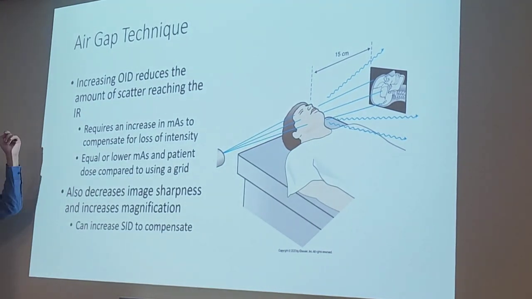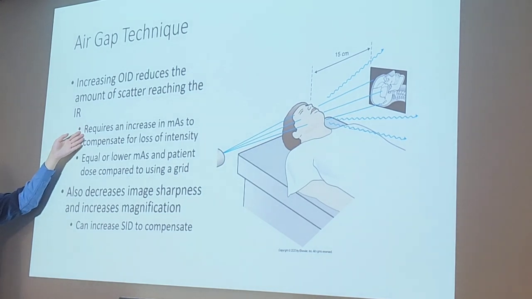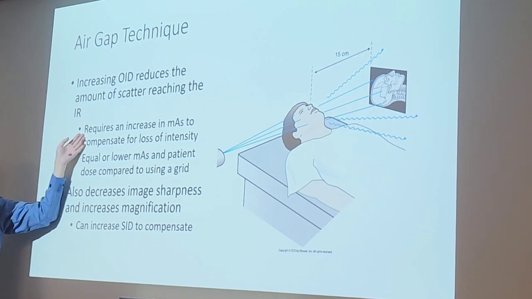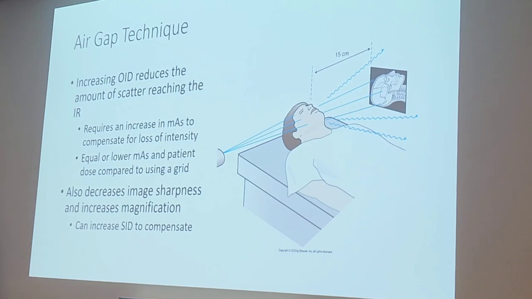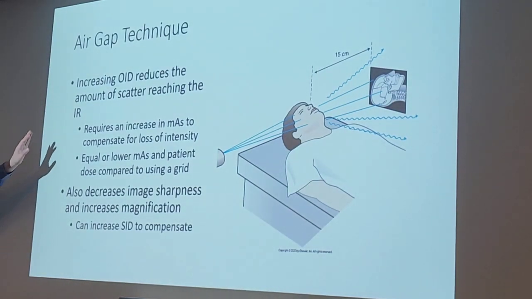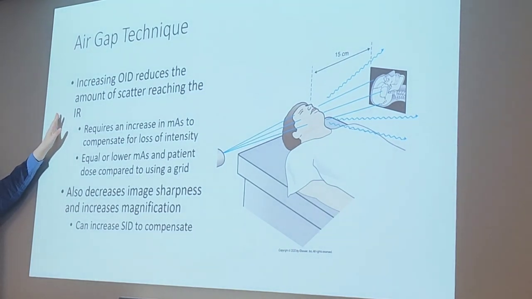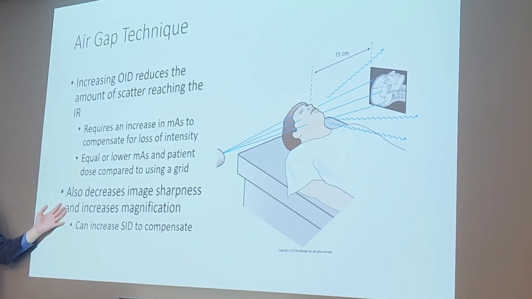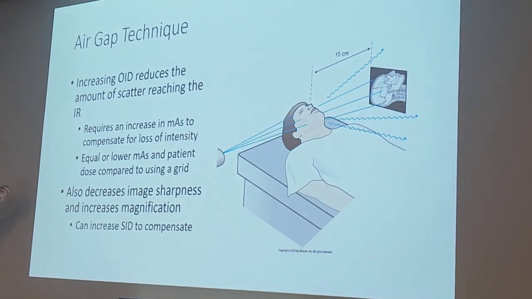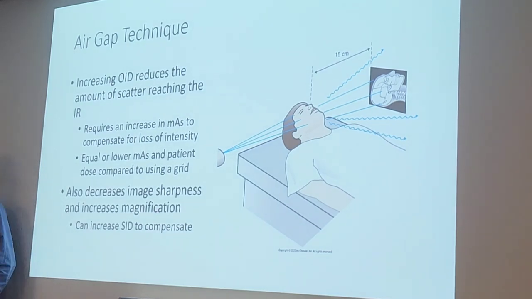Now, we do lose some exposure, so we may end up having to increase mAs. But this amount of increase in mAs is nowhere close to the amount you would increase for a grid. So this is actually better as far as patient dose when compared to a grid. You reduce scatter, but you don't need to increase mAs as much. So the question is, if this is better for the patient, why don't we just use this? Because if you have more OID, you have more magnification and less sharpness. So your image quality goes down when you use the air gap technique, and you need to be careful about when it's employed.